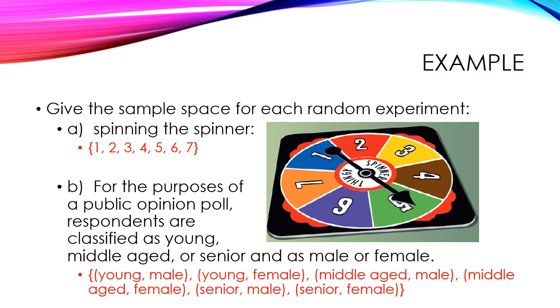Okay, we have young male, young female, middle-aged male, middle-aged female, senior male, and senior female. So you should have had all of those. The sets of parentheses will represent one outcome because we have two results for one outcome.